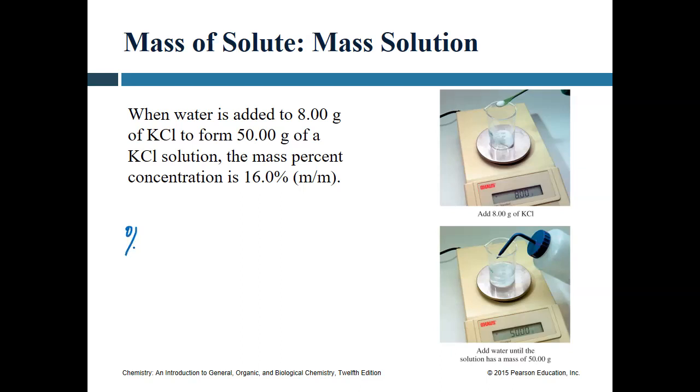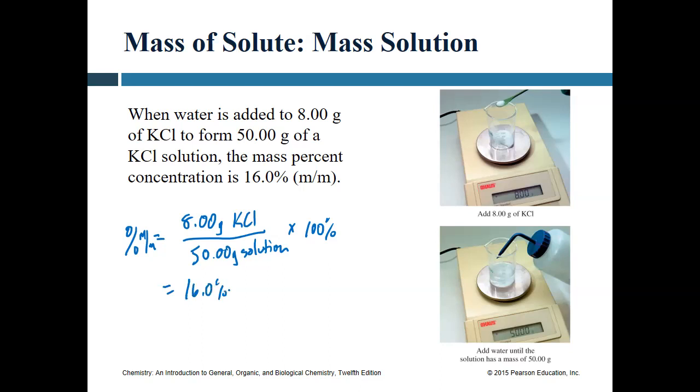Well, it's exactly what we just talked about. The percentage, mass over mass, would have been 8.00 grams of KCl divided by 50.00 grams of solution, since we knew the total solution value, times 100%. 8 divided by 50 times 100 gives us that 16.0% potassium chloride.